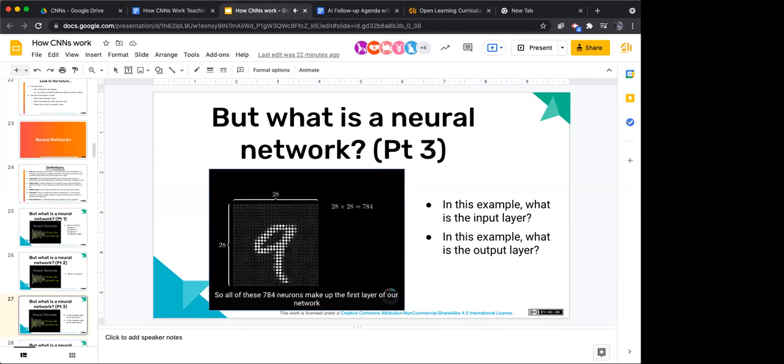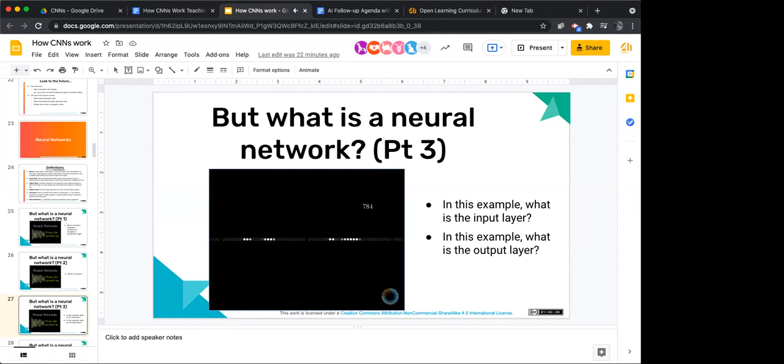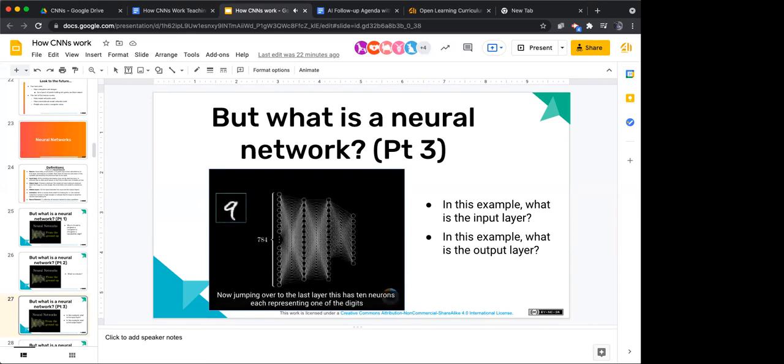So all of these 784 neurons make up the first layer of our network. Now jumping over to the last layer, this has 10 neurons, each representing one of the digits. The activation in these neurons, again, some number that's between 0 and 1, represents how much the system thinks that a given image corresponds with a given digit.